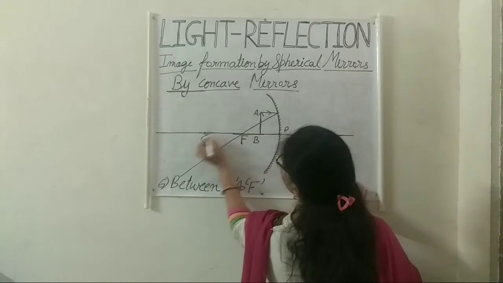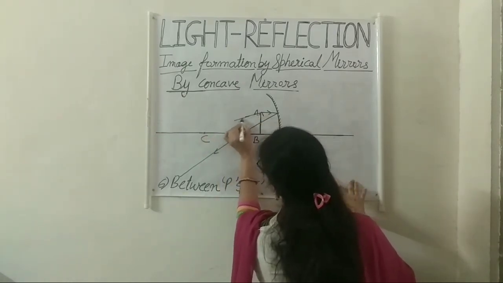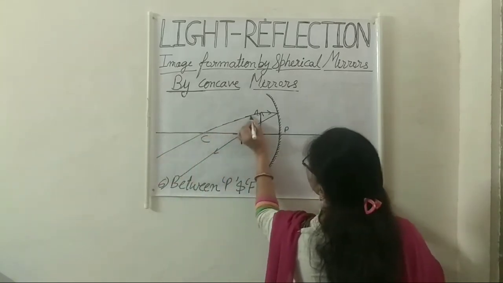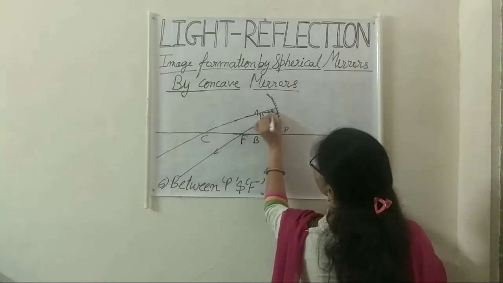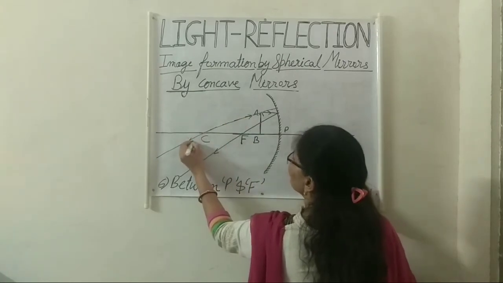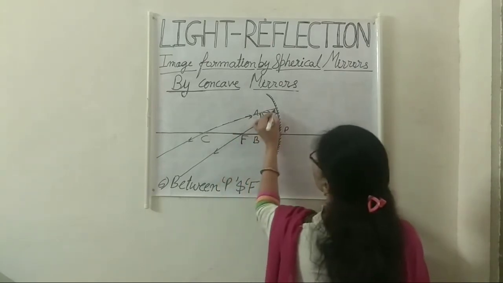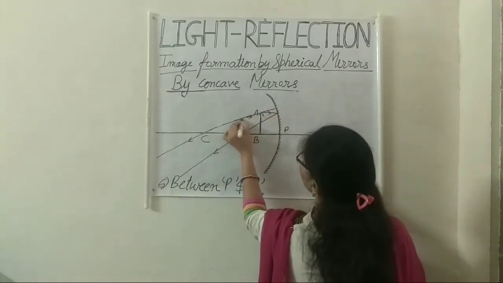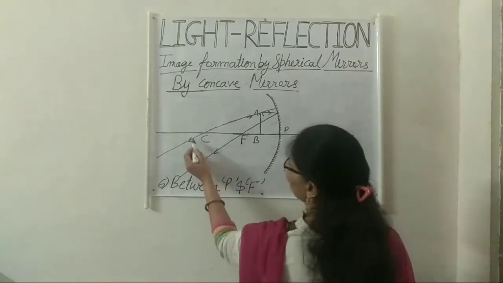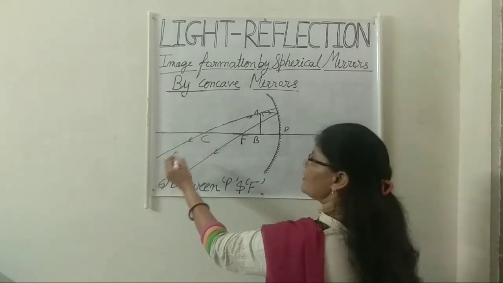So, if we are using this, when the incident ray passes through the center of curvature, like this, then it will be reflected in the same direction. So these are our two reflected rays. This is the first reflected ray and this is the second reflected ray. These two are not meeting anywhere.